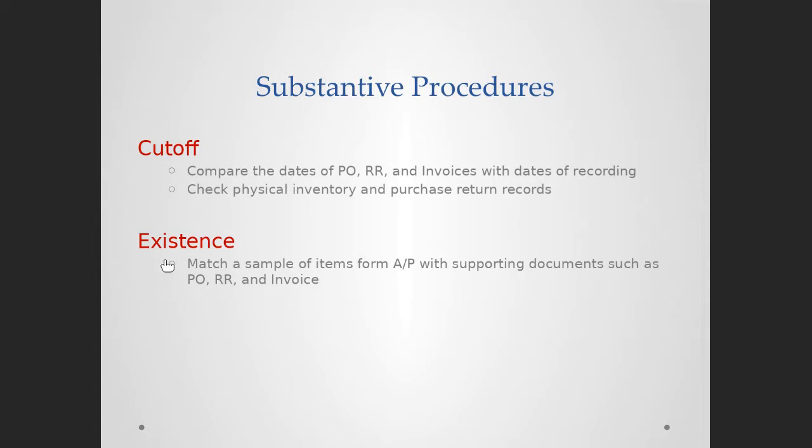Then we go to the next assertion, which is existence. Matching a sample of items from accounts payable with supporting documents such as, again, the same 3 documents coming up: purchase order, receiving report, and invoice. Again, there is some overlap between the two, cutoff and existence. Here, you want to make sure that they did buy the item. So by checking the existence, you are also somehow checking the occurrence as well, right? So you want to make sure that the items that they purchased are actually present, right?